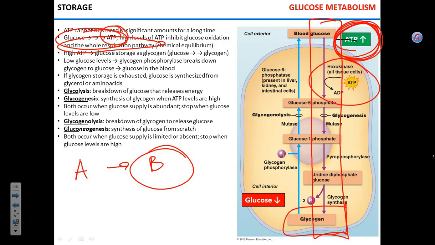So what are we going to do with glucose when glycogen storage capacity is exhausted? We're going to store it in the form of what? Right? We'll get to the fat storage, but so far you have to understand that high ATP levels will stimulate glycogenesis.